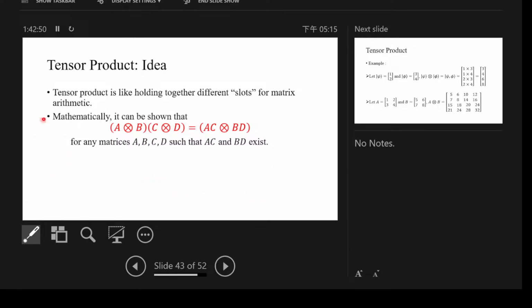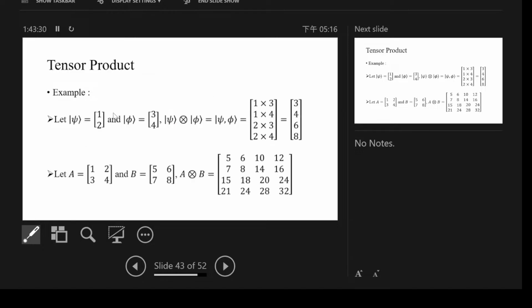I guess I talked a little too strictly, and this property is actually stronger than it seems. So A doesn't need a slight correction, and C doesn't have to have the same dimension as A. C needs a dimension such that AC exists, and D needs a dimension such that BD exists. So the second dimension of B should be the same as the first dimension of D, and the second dimension of A should be the same as the first dimension of C. Let's see some examples first.